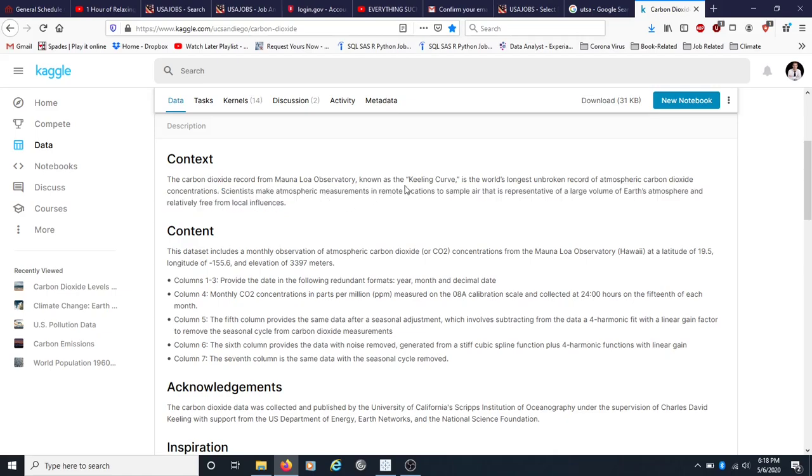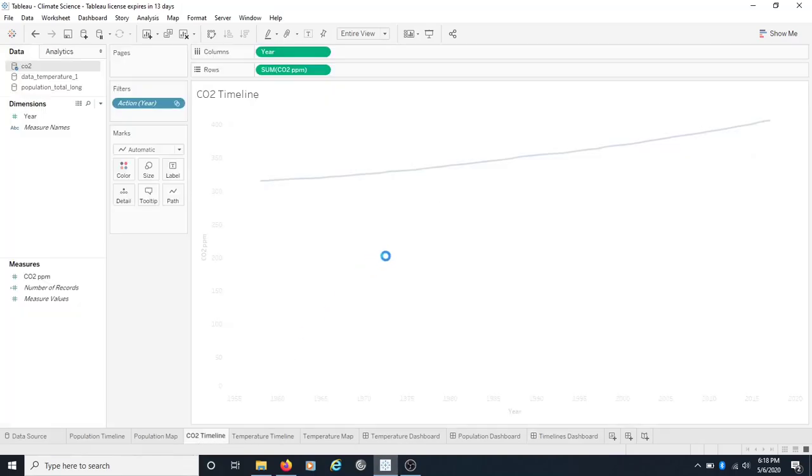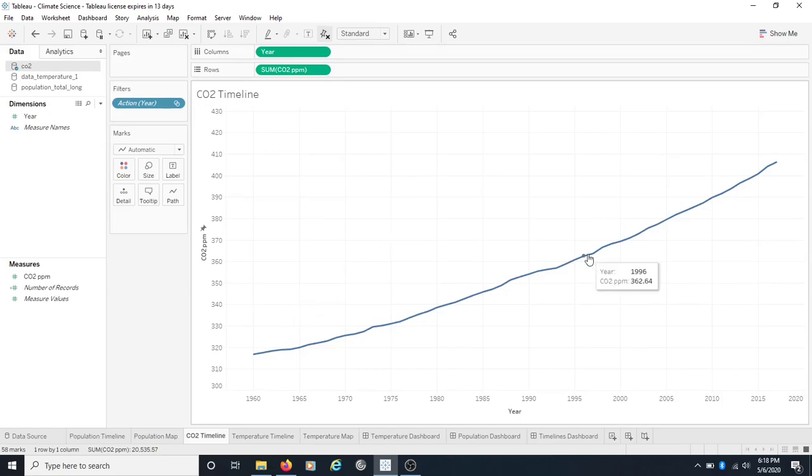Scientists make atmospheric measurements in remote locations to sample air that's representative of a large volume of the Earth's atmosphere. It should be free from local influences. So this is supposed to be really good, reliable data. And you can actually take a look at it, and you can see that it's really stable.